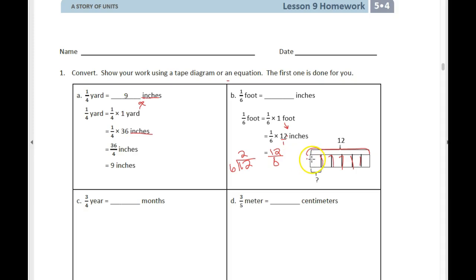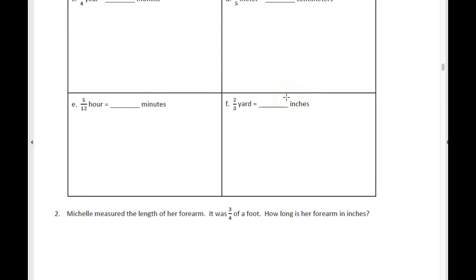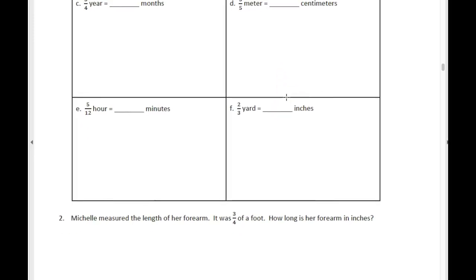So let's test it out and see if it's real. If each one of these is worth a 2, then it should equal 12 when we're done, right? 2, 4, 6, 8, 10, 12. But they only want to know how much 1/6 is. And I see that 1/6 of it happens to be 2 inches. So let's scroll on down a little ways, get to one that's a wee bit more complicated. Let's take a look at F here.